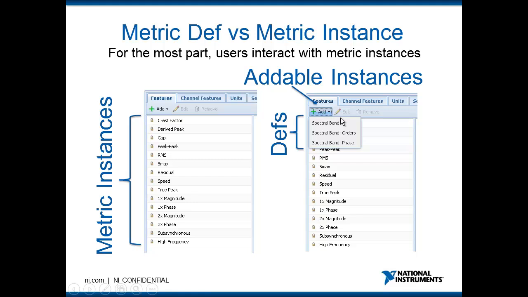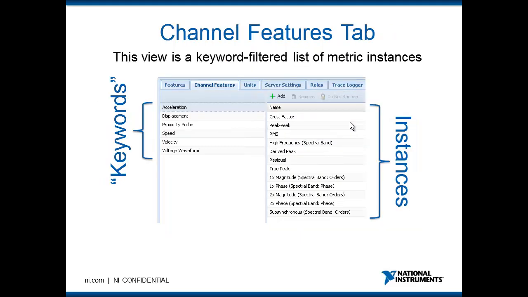Where the metrics come into play is when you click on this Add button. This will bring down a drop-down menu of all the metrics where users can create additional instances, and there is our spectral band metric. You'll notice that RMS, speed, and peak-to-peak are not on this list. It is because in their metric definition there is a field which prohibits users from creating additional instances of that metric.